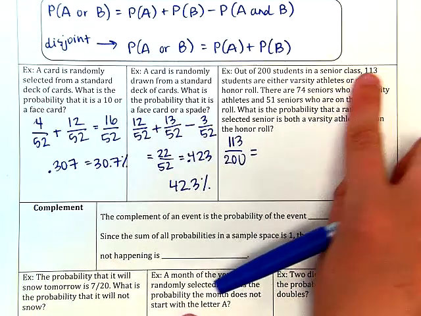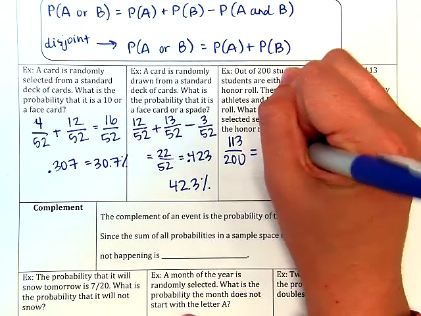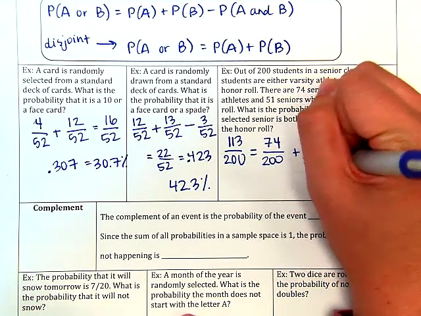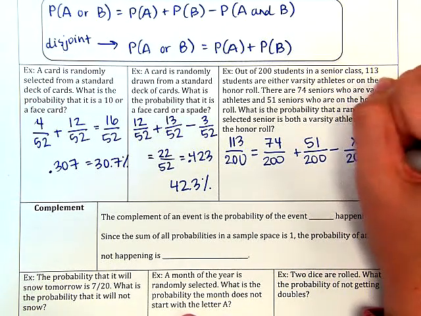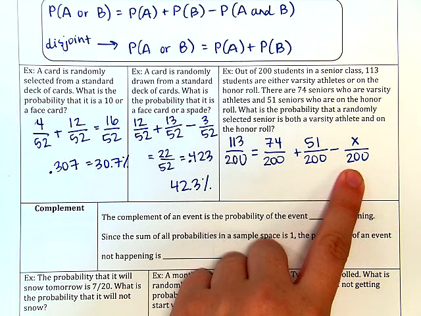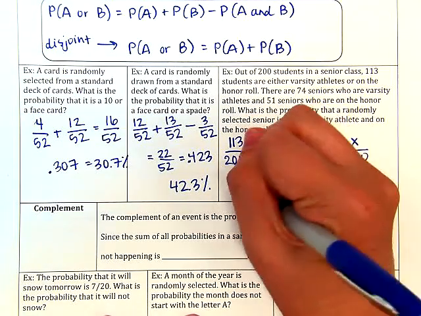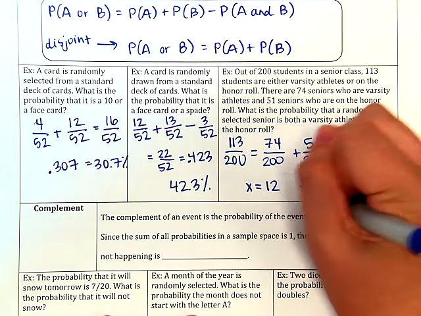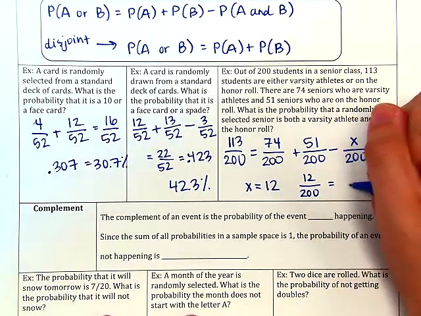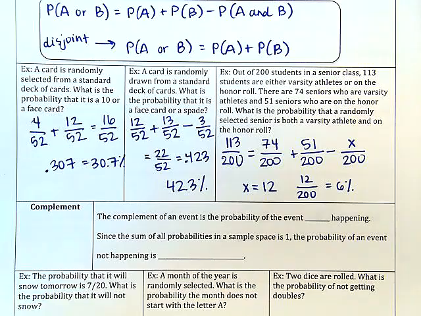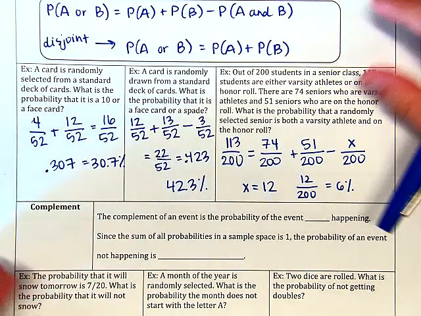Now let's just go varsity athletes, 74. Just honor roll, minus both of them. So then to solve that, I just subtract these 2 over, and you should get x equals 12. So 12 out of 200 kids, which is 6%, are both a varsity athlete and on the honor roll.